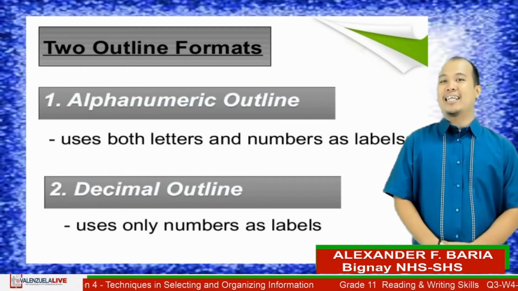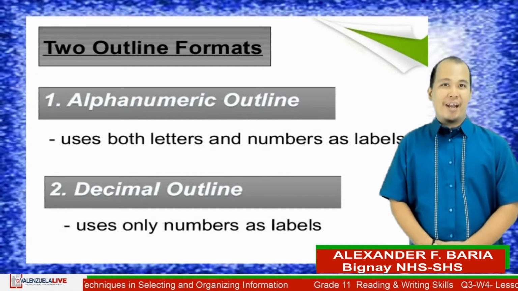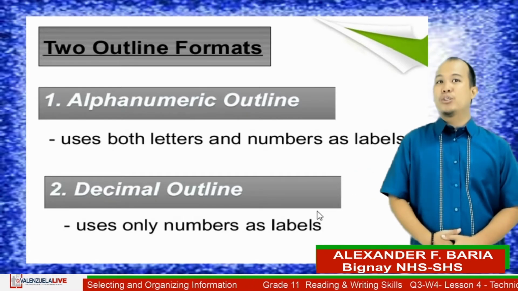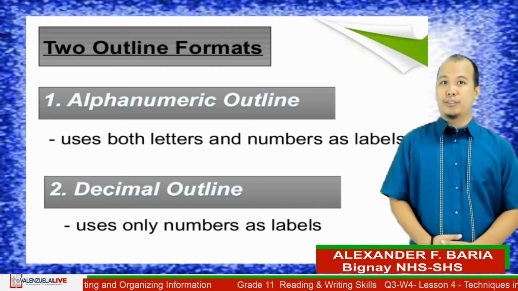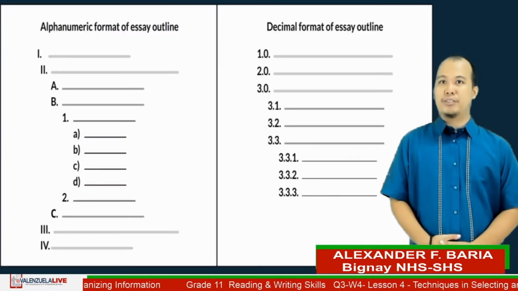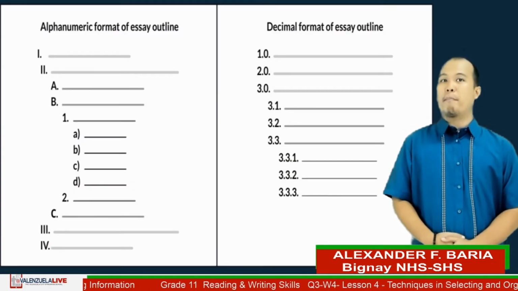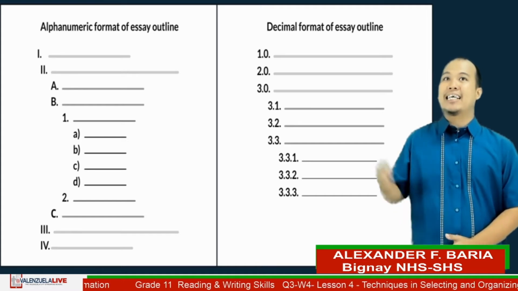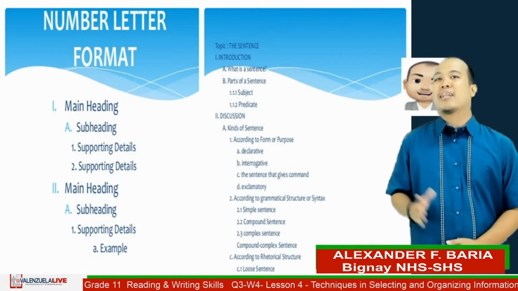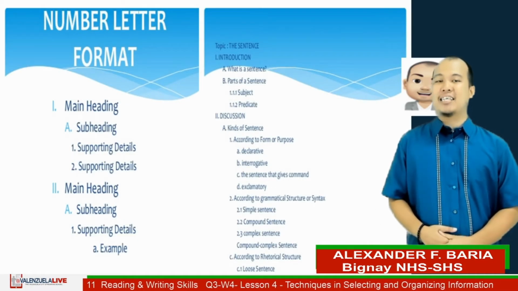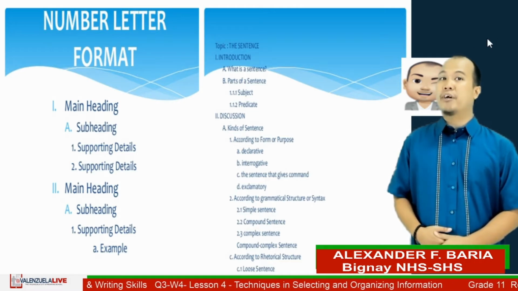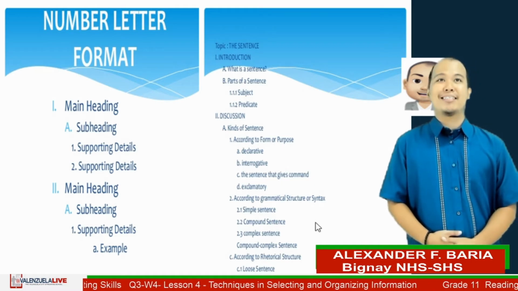Outlines are classified into two types, the alphanumeric outline and the decimal outline. Alphanumeric outlines use both letters and numbers as labels, while the decimal outline uses only numbers as labels. To show it clearly, we have both formats in the example of writing an essay outline. Here are such. Outlines usually contain main headings, followed by subheadings and supporting details. Examples are further enumerated if necessary.